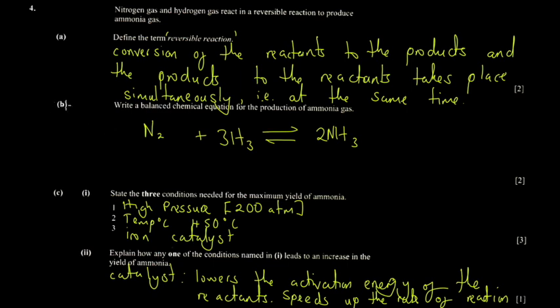The B part actually illustrates this. Normally when we write equations, we write them like this: A plus B leading to C. But for this part, you don't do that, because it's a reversible reaction. That means that it's going in the forward direction, and it's also going in the backward direction as well.